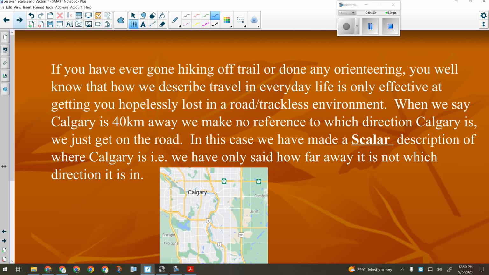So if I was, let's say, describing that I want to get from Okotoks to, I don't know, Janet out here by Chestermere, are there a number of different ways I could go?